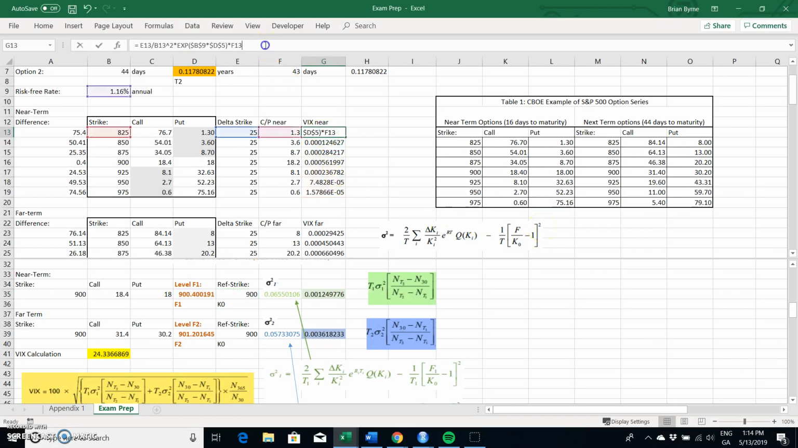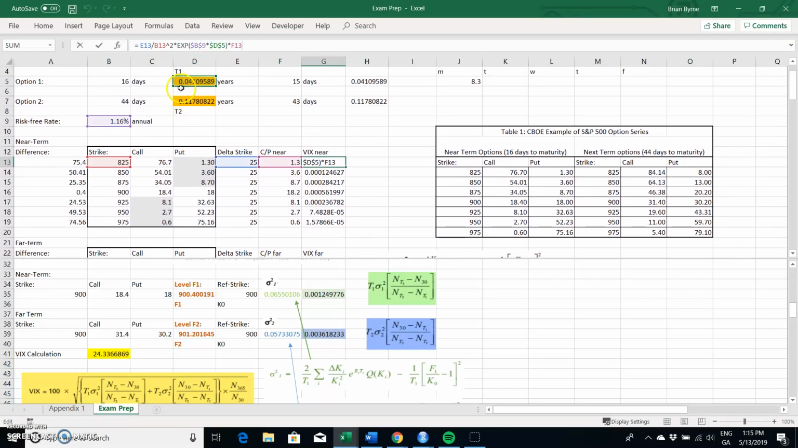Just come up here for a second to explain this. Keep in mind we get the 130 because it's the out of the money option. Keep in mind what we're working out here. We're taking the change in the value. So the delta K is the 25. It's the change going between 825 and 850. It's a uniform $25 increase in the strike price. So it's 25 divided by the relevant exercise squared. Exercise squared, e positive, it's e^(RT), so the interest rate is 1.16%, and the time period is 0.041. That's 15 divided by 365.